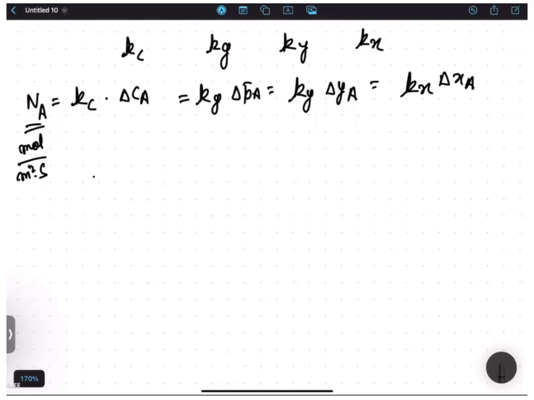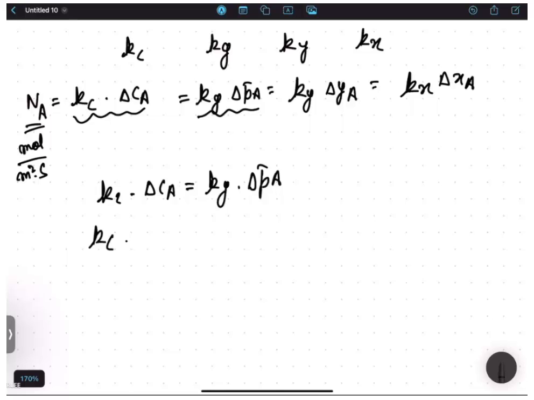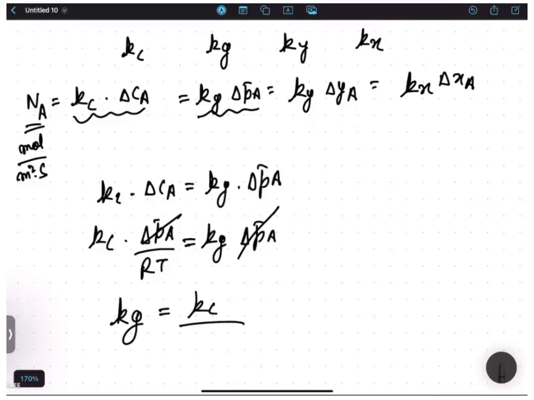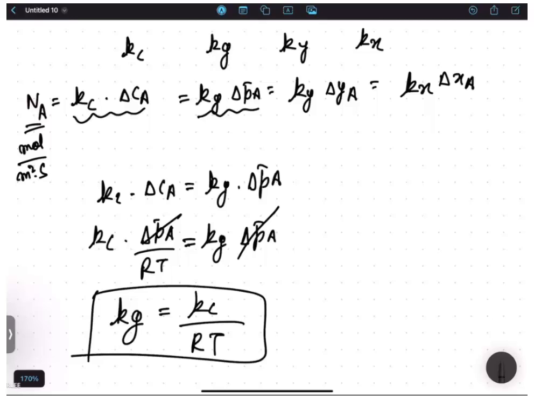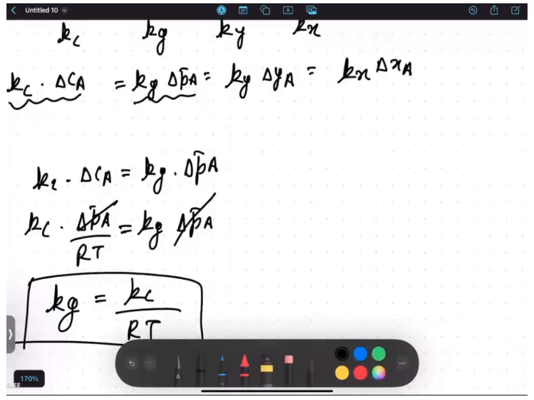Now how to find out the relation between them? Just see here. Let us take this and this. Okay. So Kc into delta Ca is equal to Kg into delta Pa bar. Okay. Let us convert this Ca into delta Pa. So how to convert this? Delta Ca will be equal to delta Pa bar by RT, and that is equal to Kg into delta Pa bar. This delta Pa bar will cancel out, and you will get Kg equal to Kc by RT. So this is the relation between your Kc and Kg. Okay.